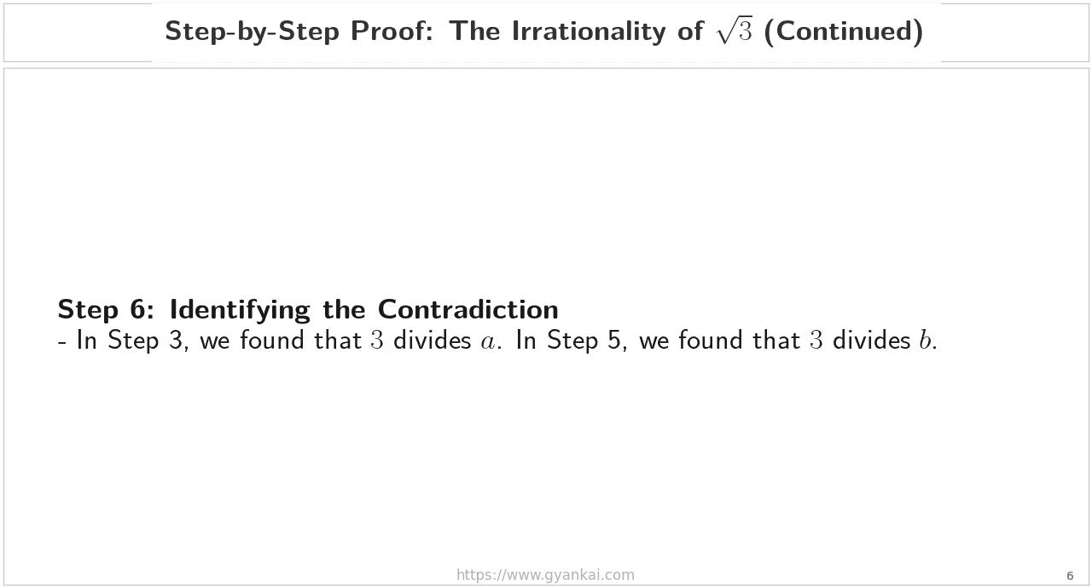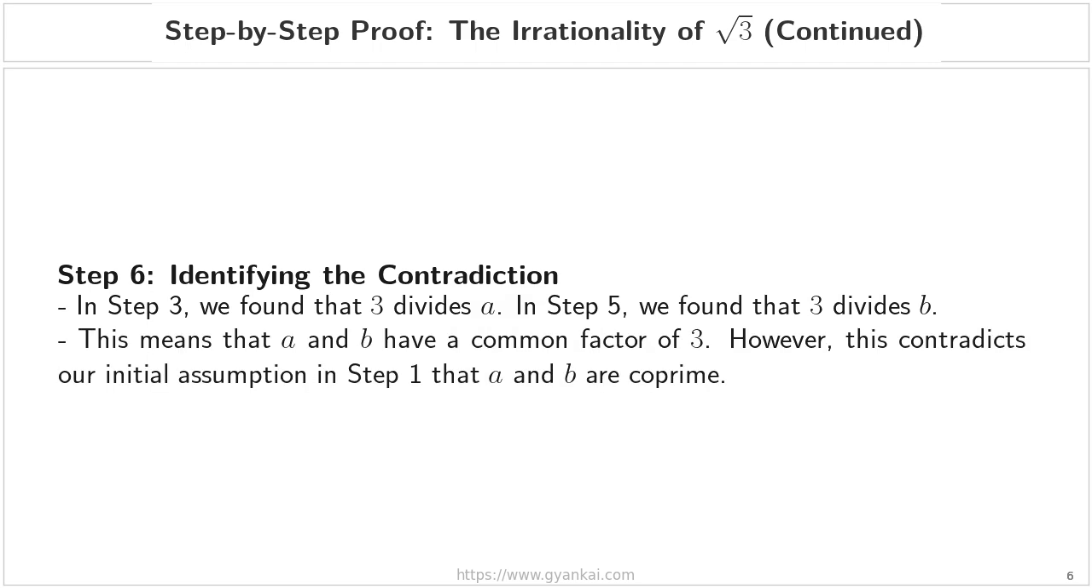Step-by-step proof, the irrationality of the square root of 3, continued. Now we have reached the most critical part of our proof, step 6, where we identify the contradiction. Let's look back at what we have uncovered so far. In step 3, through our algebraic work, we deduced that 3 divides a. Then, in step 5, we followed the same logic and found that 3 also divides b. If 3 divides both a and b, this means that a and b share a common factor of 3.